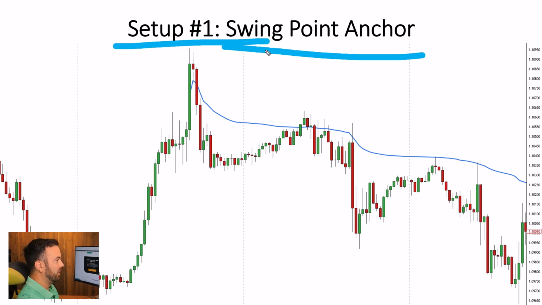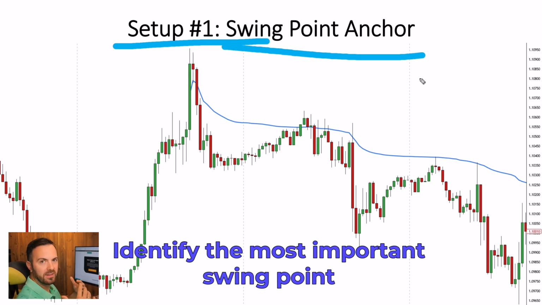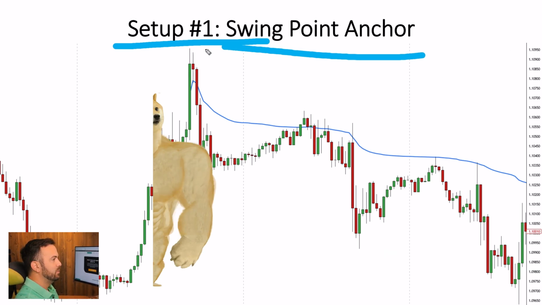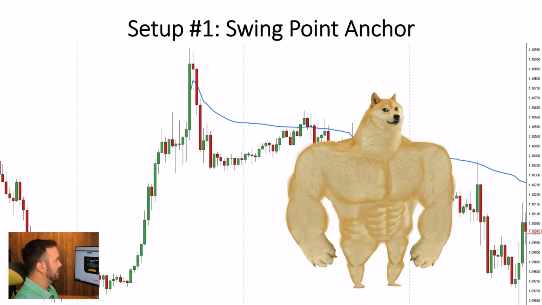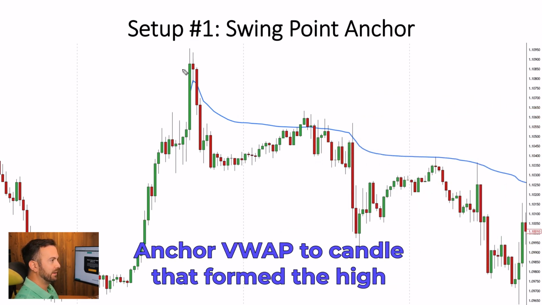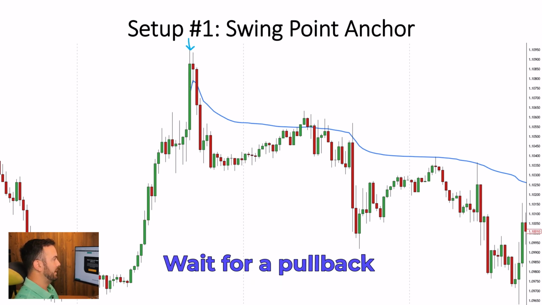Now, what this setup is all about is that you look at the chart and you want to identify the most important or prominent swing point on that chart. A swing point that every trader that's trading the same chart as you sees as well, all right? In this example, that would be this swing point, right? It's the most prominent place on the chart. So you anchor the VWAP there, you anchor it to the candle which formed the high. That would be this candle. This formed the high of that swing point, so you anchor the VWAP there, and then you wait for pullbacks.